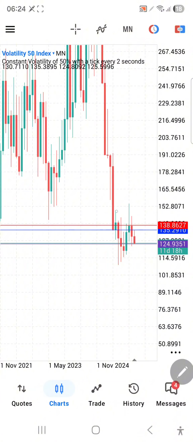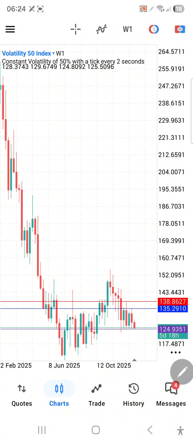So I capitalized on the fact that price tapped on this fair value gap and said, okay, I now know where price is coming from. Because when you're doing your top-down analysis, which is your TDA, you want to have two things in mind: where is price coming from, and where is price heading to?